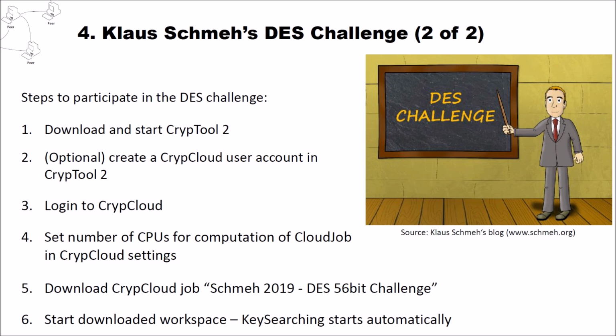And the steps to participate in the DES challenge would be, first you have to, of course, download and start CrypTool 2. And then optionally, create a CrypCloud user account in CrypTool 2, but you can also use the anonymous user. Then you have, of course, to log into CrypCloud. Then you have to set the number of CPUs for computing cloud jobs in the CrypCloud settings. After that, you have to download the CrypCloud job in CrypCloud, which is named Schmeh 2019 DES 56-bit challenge. And finally, you just have to start the downloaded workspace by clicking the play button in CrypTool 2, and the key searching then starts automatically.